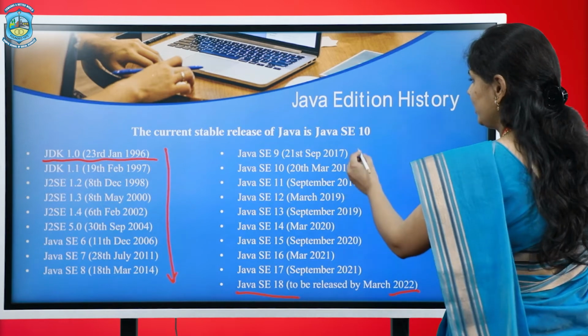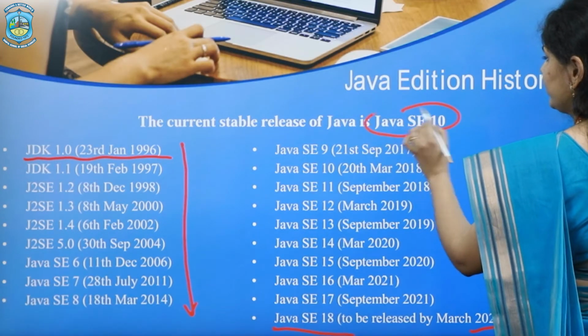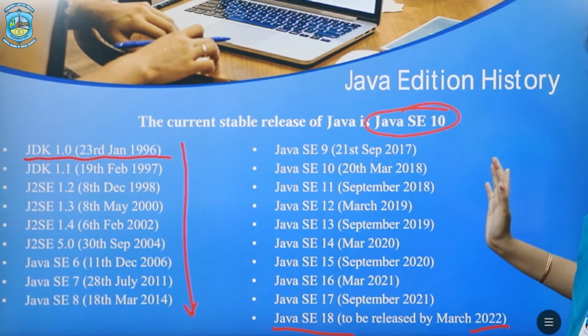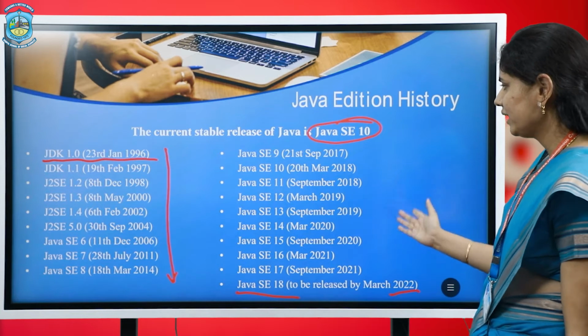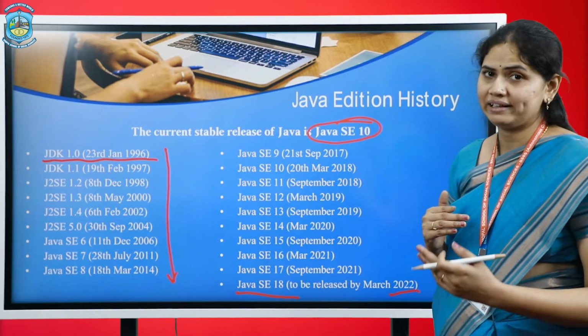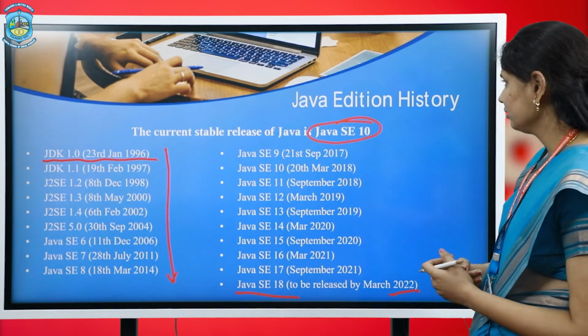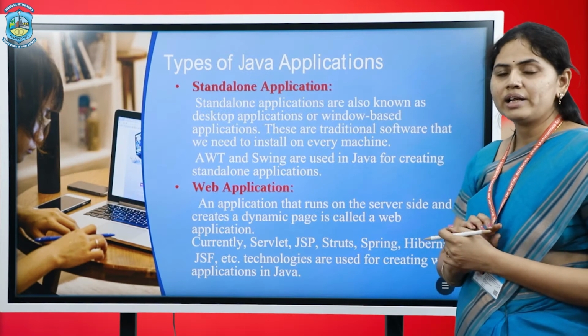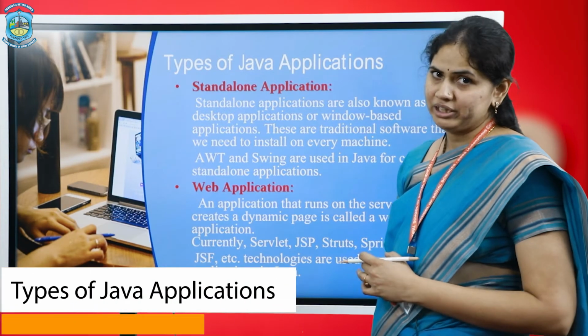and the current stable release of Java is Standard Edition 10, Java SE 10. That is the current stable release of Java. So these are the various editions in which few of the features have been added, and this is the edition history of Java. Types of Java applications.